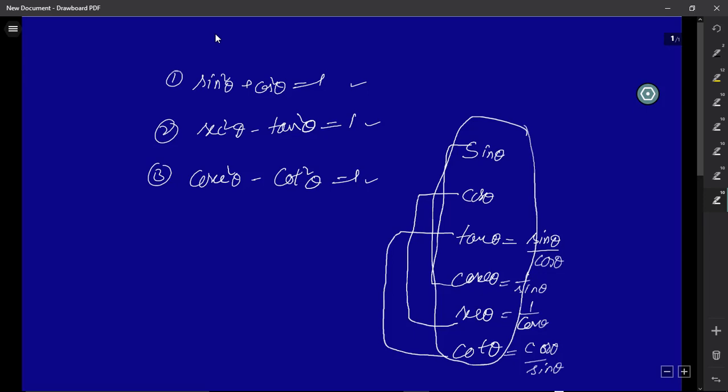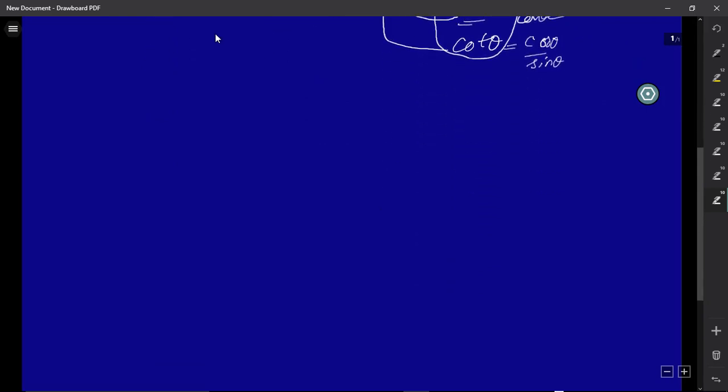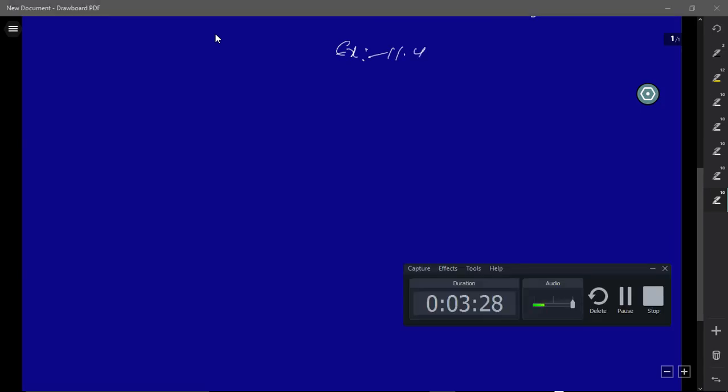Sine square theta plus cos square theta is 1, secant square theta minus tan square theta is 1, cosecant square theta minus cot square theta is 1. If you just know how to write trigonometric ratios in the form of sine and cos, and if you know these 3 trigonometric identities, you are good to work on exercise 11.4 problems. So let us start working on exercise 11.4 problems now.